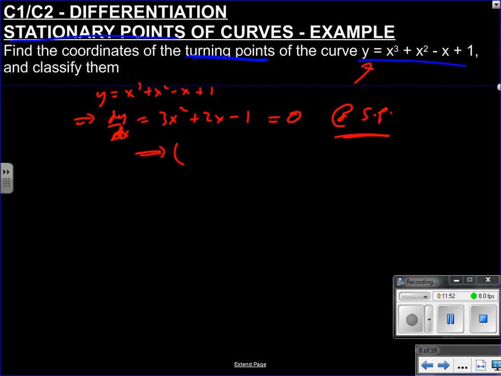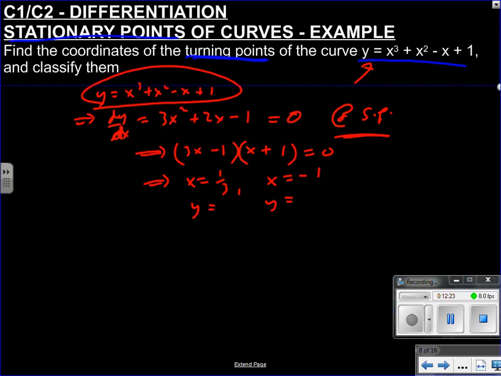So if we want to find the coordinates of the stationary points, we could factorize, let's say, with 1 and 1. So this will be plus and this will be minus. And now we can solve to say x must equal a third and x must equal minus 1. But we're looking for stationary points, so therefore coordinates, not just x values. So if we put this in, where do we get that y value? Well, the only equation on offer, like before, was the original. So y equals a third cubed plus a third squared minus a third plus 1.